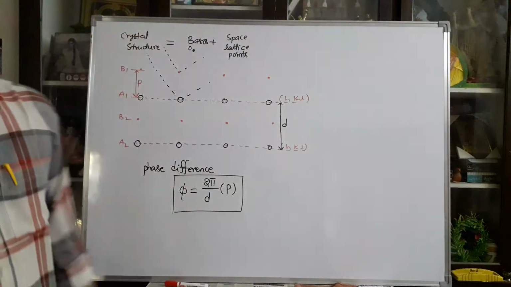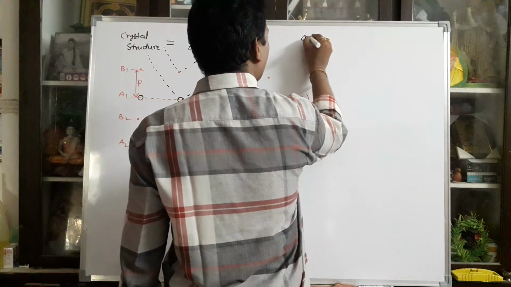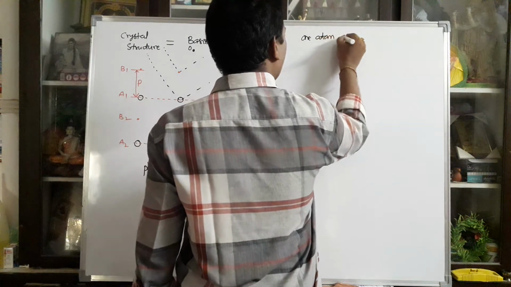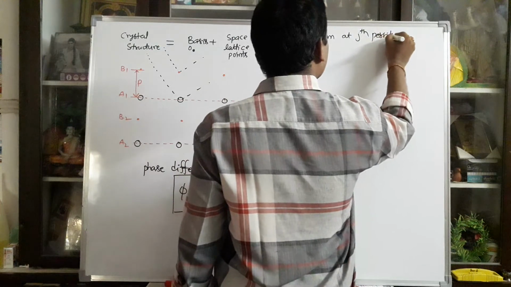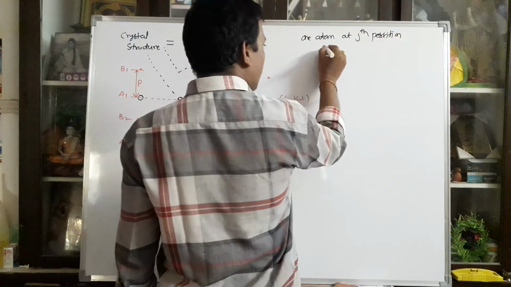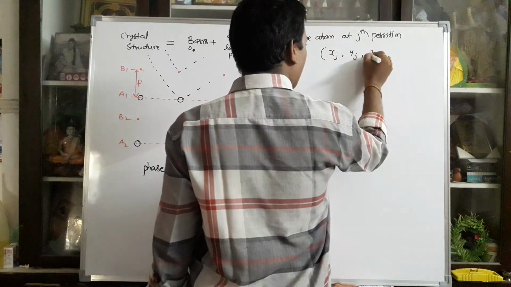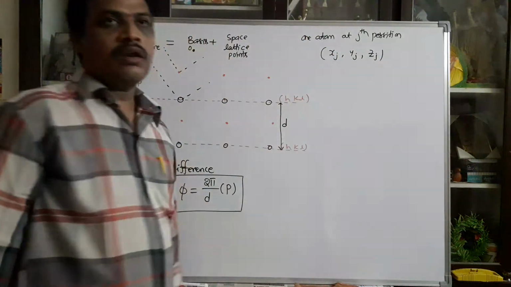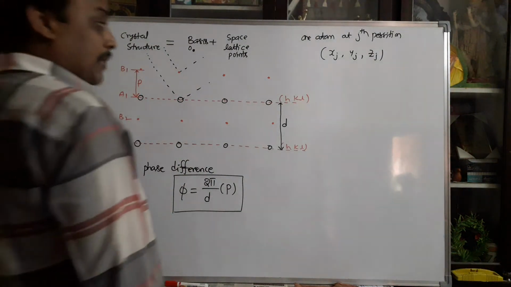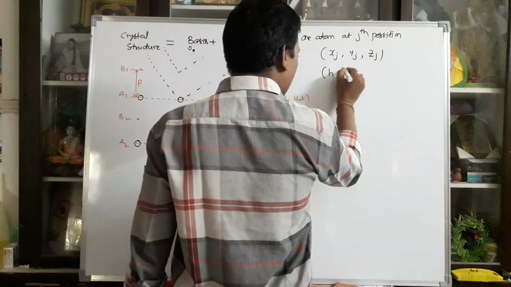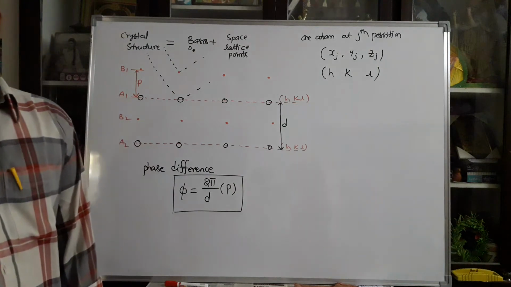Suppose you assume one atom at the jth position. Its coordinates can be taken as xj, yj, zj, and the Miller indices of the plane can be taken as h, k, l. So those are the positions and Miller indices.